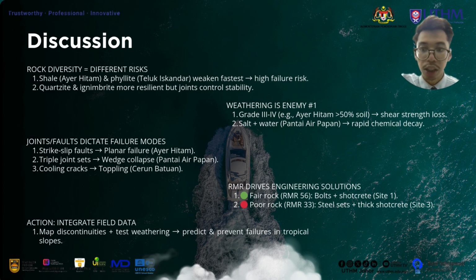Number 5: integrate field data, map joints, test weathering, and use RMR to predict and prevent disasters.